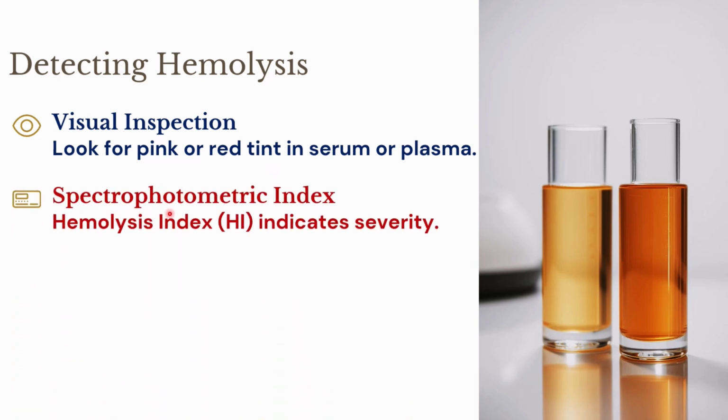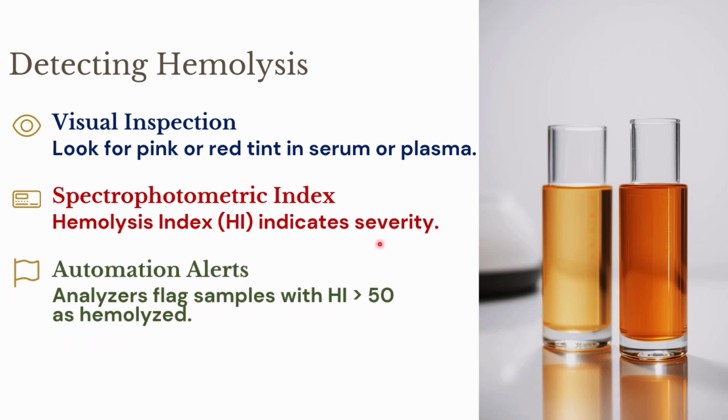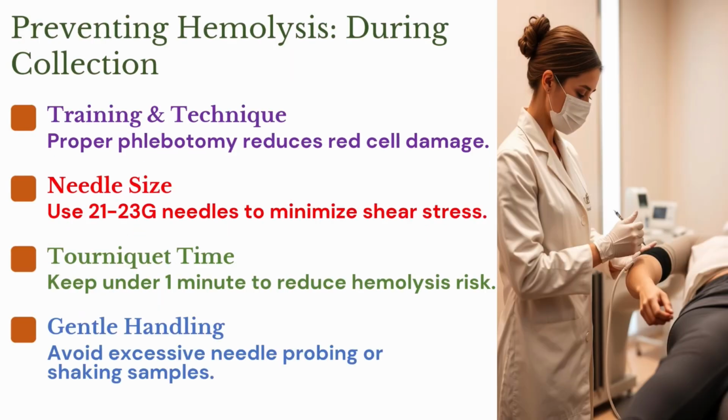Second thing is the spectrophotometric index, also known as the hemolysis index. This index indicates the severity of the hemolysis, and nowadays we have analyzers which automatically flag the samples with a hemolytic index more than 50 as hemolyzed. So this is how hemolysis can be detected.